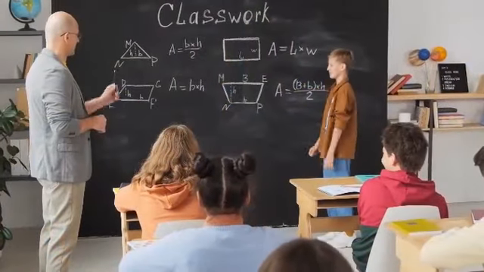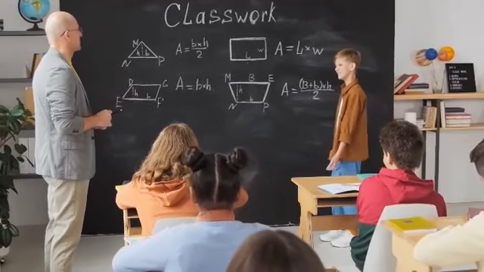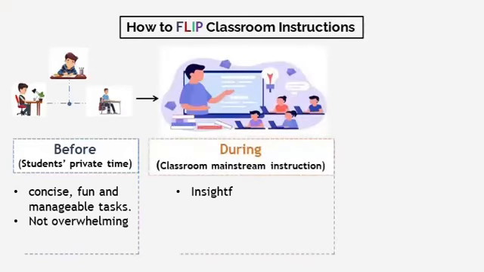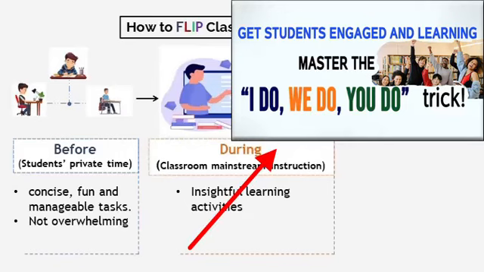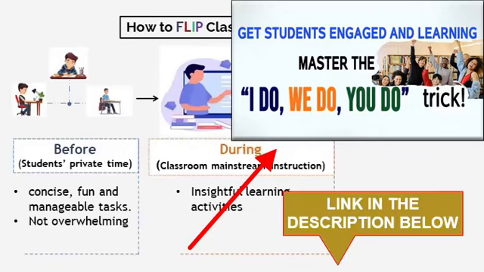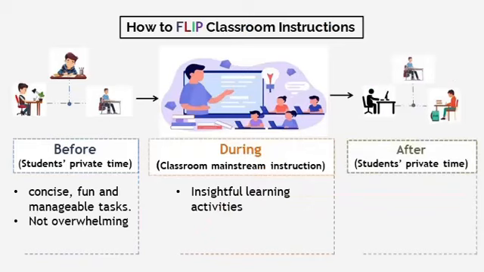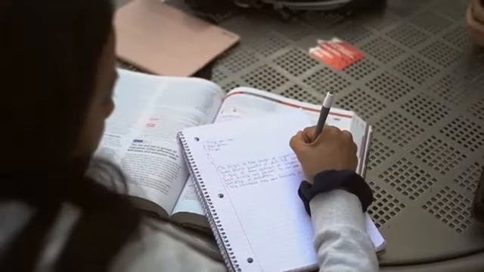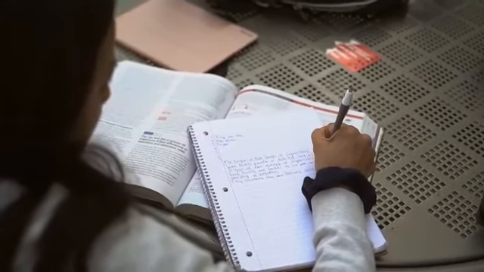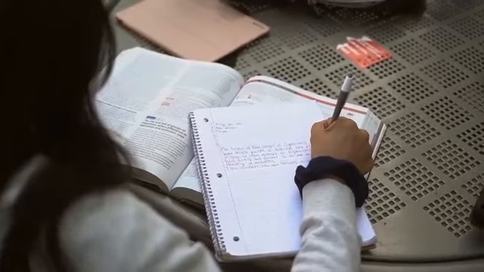And in so doing, those tasks are targeted to relieve the burden of instructing and learning in advance of the class session. During class, immerse students in learning activities. For more details about this, check out my video on how to get students engaged and learning. After class, the second line of flipping offers supplementary resources or practice activities for students to extend their learning journey at their private time.